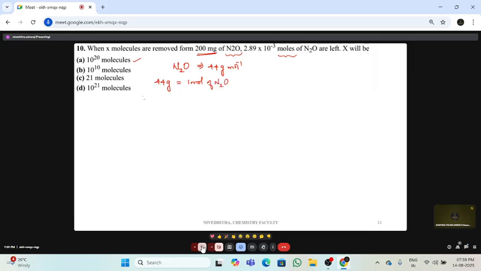So 44 gram of nitrous oxide contains 6.023 into 10 power 23 molecules, right? N2O molecules. So, if 44 gram contains Avogadro number of molecules, then 200 milligram, which is 200 into 10 power minus 3 gram, contains how many molecules? So, calculate and let me know the value of X.